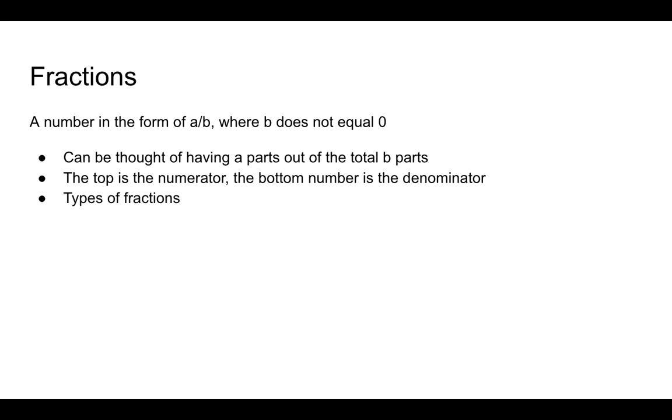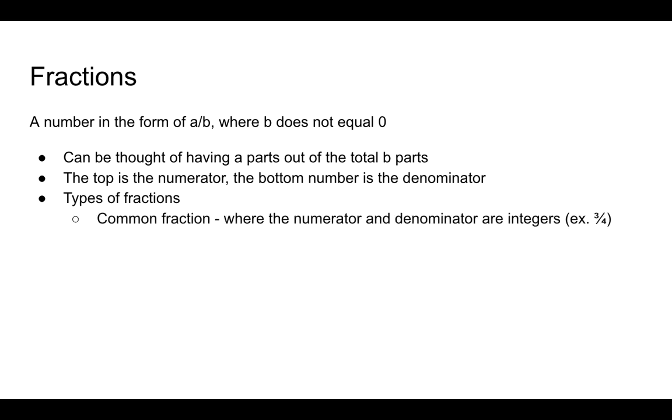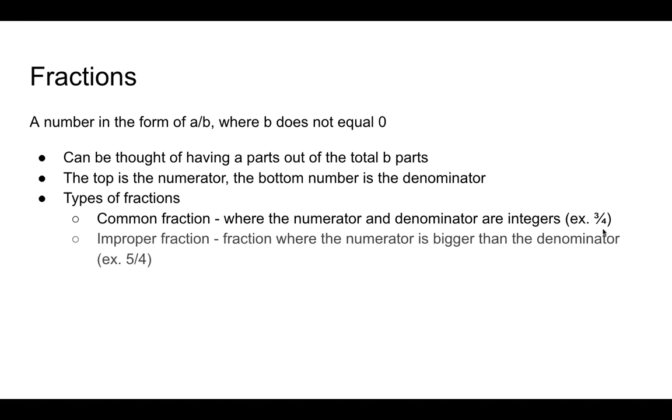There's different types of fractions. For instance, we have the common fraction where the numerator and denominator are integers. So for example, in our fraction 3/4, 3 and 4 are both integers. An improper fraction is another type, and this is a fraction where the numerator is bigger than the denominator. So in this case, 5 is bigger than 4. 5/4 is an improper fraction.